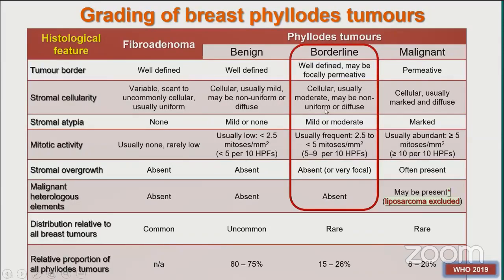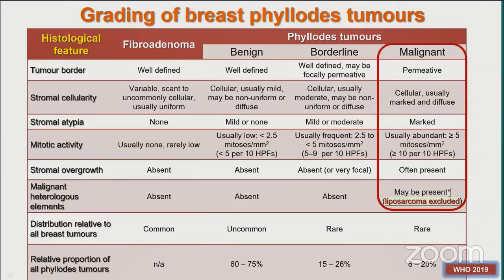The borderline phyllodes tumor may display a well-defined tumor border but can also be focally permeative. The stromal cellularity is usually moderate. There is mild to moderate stromal atypia, and stromal mitoses range from 5 to 9 per 10 high power fields. Stromal overgrowth is usually absent, or if present, tends to be very focal. And again, there are no malignant heterologous elements.